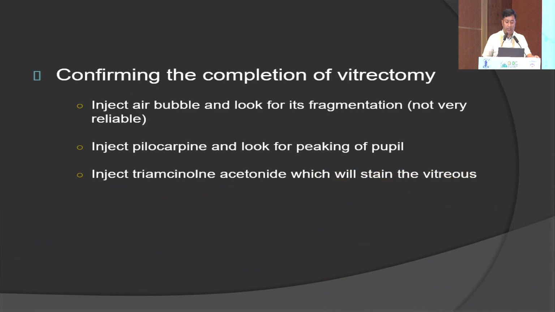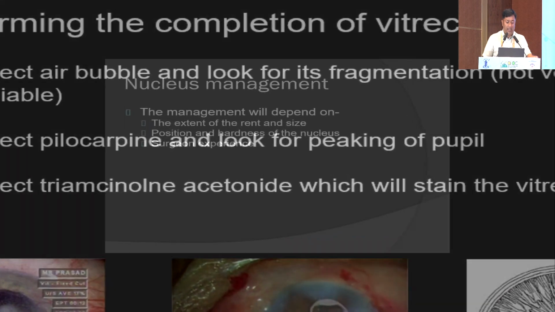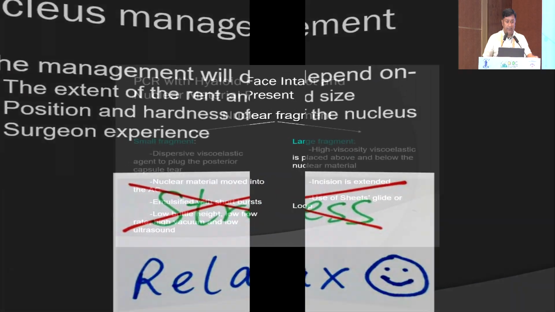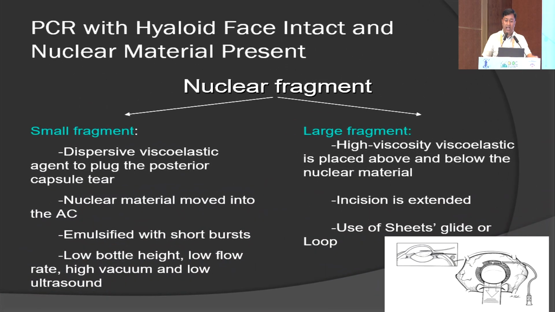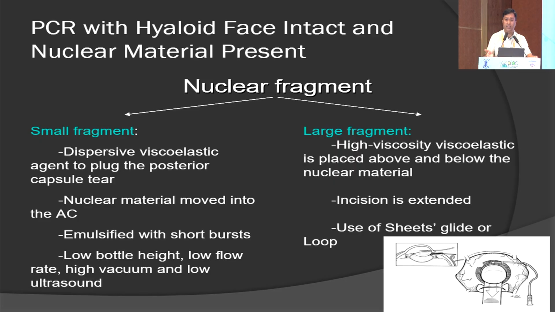Now, confirming the completion of vitrectomy, again using triamcinolone, is the best way to confirm that vitrectomy has been completed. Once you know that vitrectomy has been done, how do you manage the nucleus if it is there inside the AC? If there is a PCR with the hyaloid face intact, that means the vitreous has not come inside the anterior chamber.